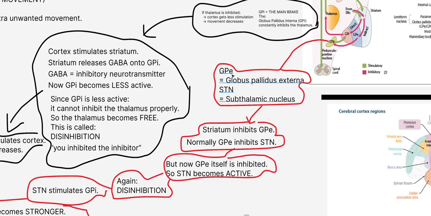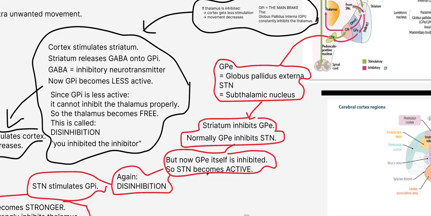When the striatum inhibits the globus pallidus externa, the striatum is releasing GABA onto the GPE. Now, normally GPE inhibits the subthalamic nucleus. Can you see here that normally this GPE inhibits the subthalamic nucleus? So when GPE is off, subthalamic nucleus is released. There is no inhibition on the subthalamic nucleus.